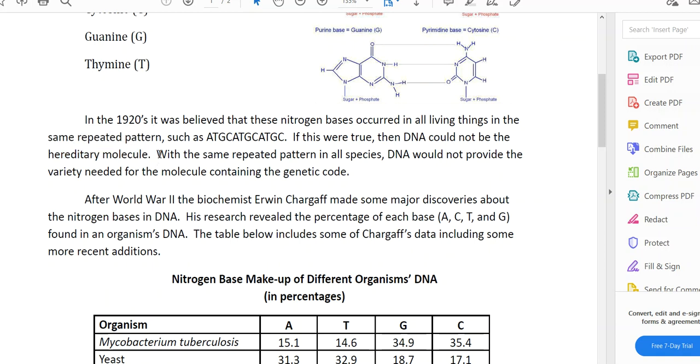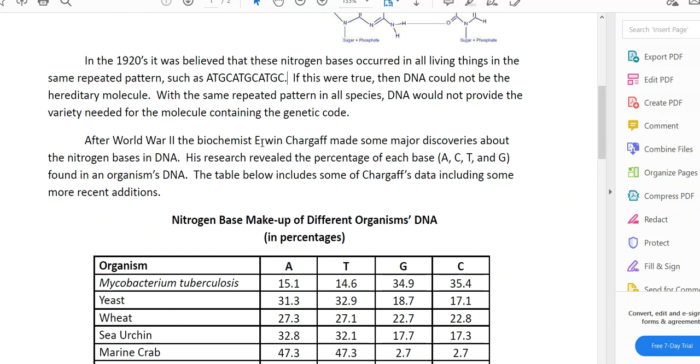Okay, so it can't be the same. So it can't be the same. Yep. In order to make us different. Exactly. So with the same repeated pattern in all species, DNA would not provide the variety needed for the molecule containing the genetic code.